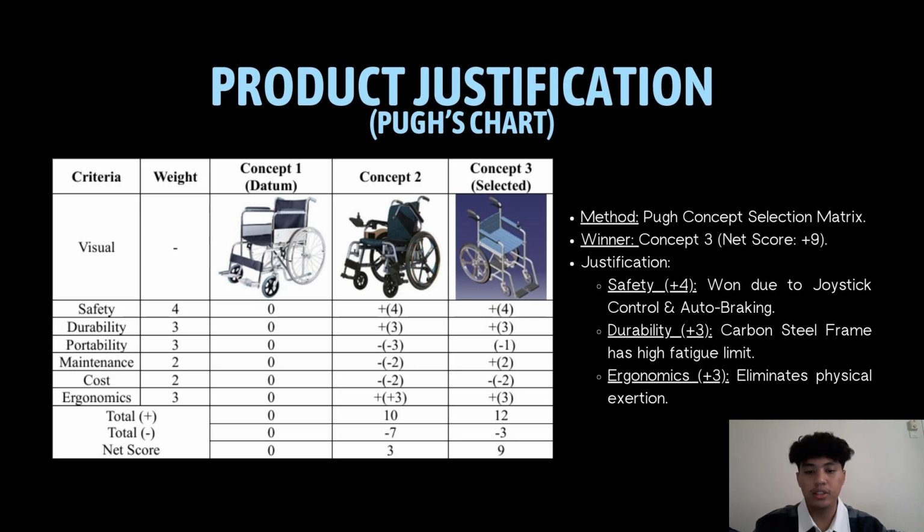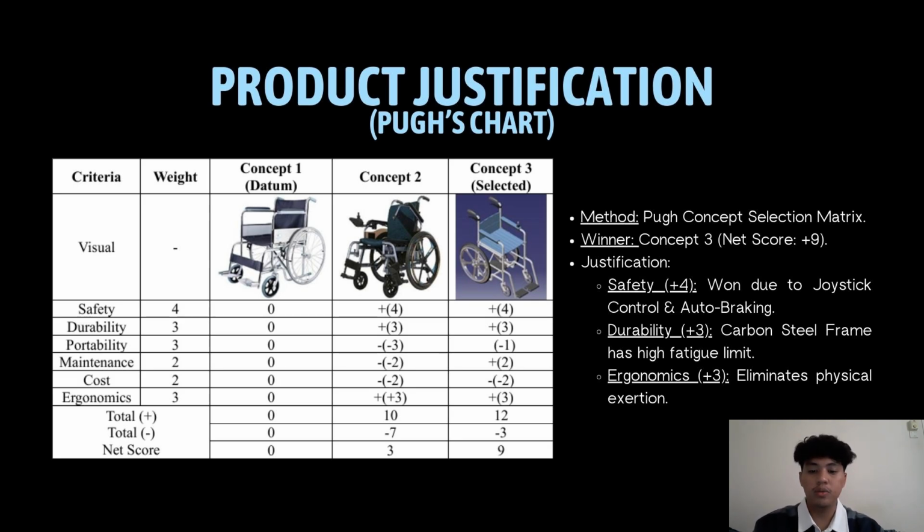We assign weights to our criteria, prioritizing safety with the highest weight of 4, followed by durability and portability. While concept 2 shows promise in safety and ergonomics, it fell short in portability and cost, resulting in a low net score of only 3. However, concept 3 emerged as our clear winner with a total net score of 9. It balanced high performance with manageable trade-offs.